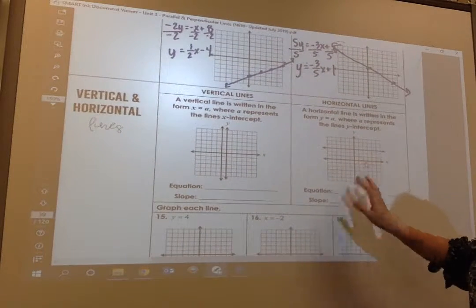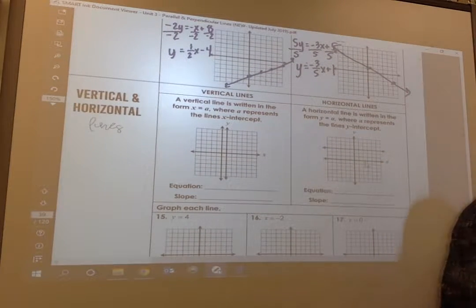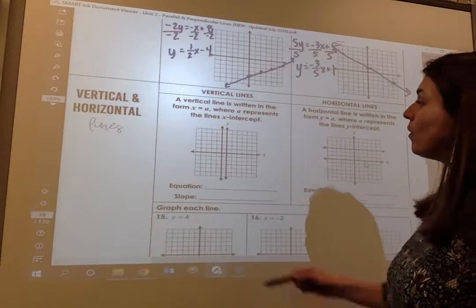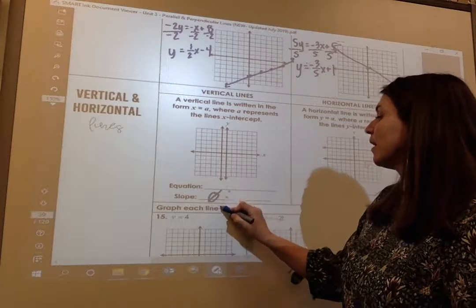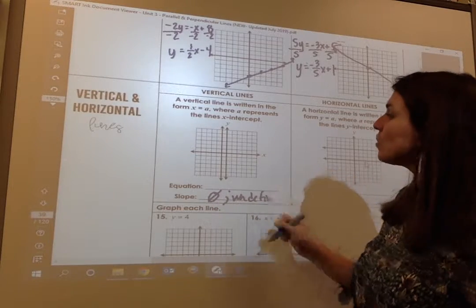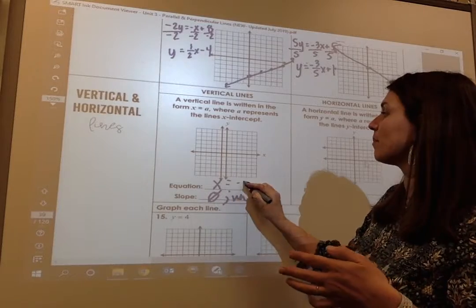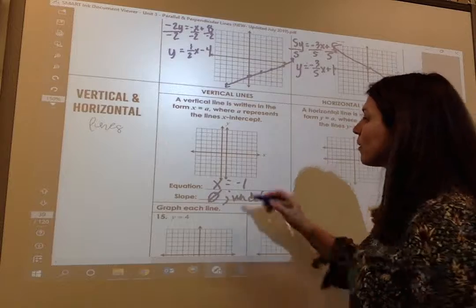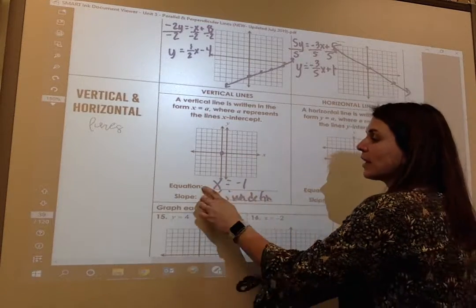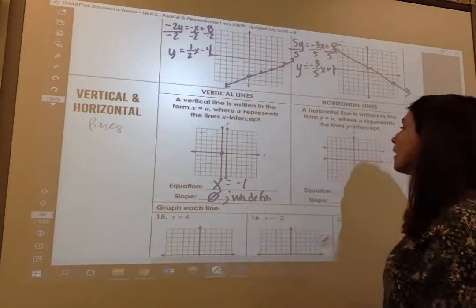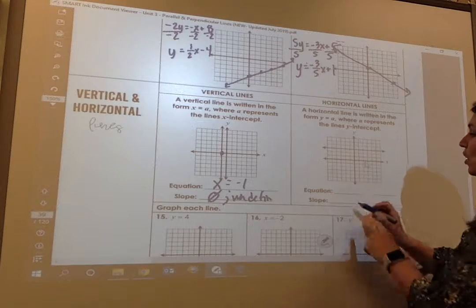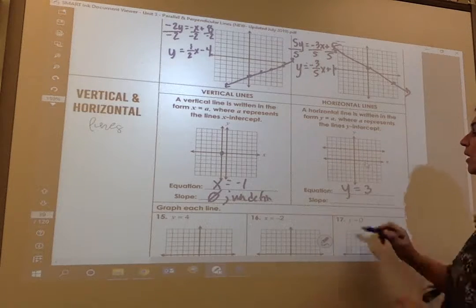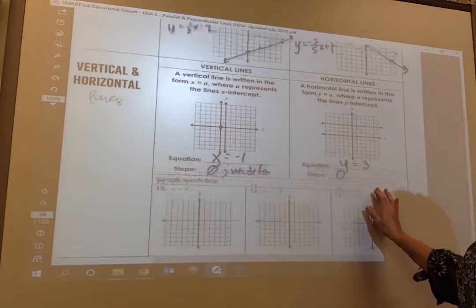All right. Remember, these are my very, very special cases. So when I have a special case, I know that my slope is undefined. I know it's undefined because he's dead. So this is that case where x equals something. X equals -1 through all these points. So you identify where it crosses your x-axis, it crosses at -1. The equation is x equals -1. Over here, my equation is y equals 3. That's the equation because no matter what, y is always equal to 3, and my slope, of course, is 0. So that's a special case.